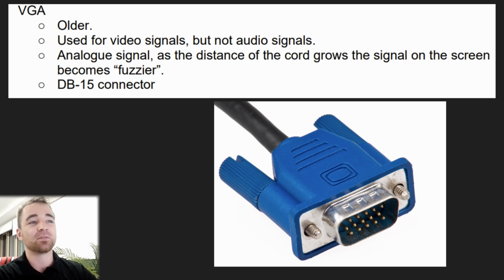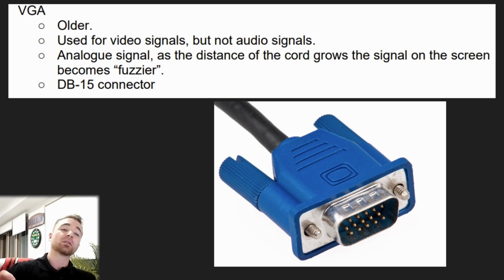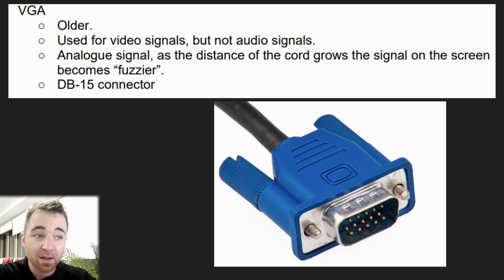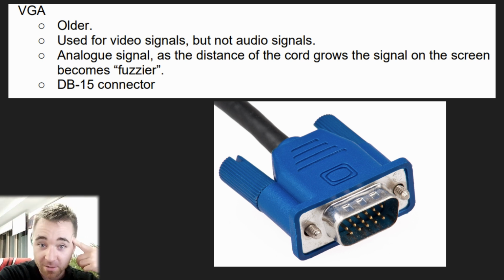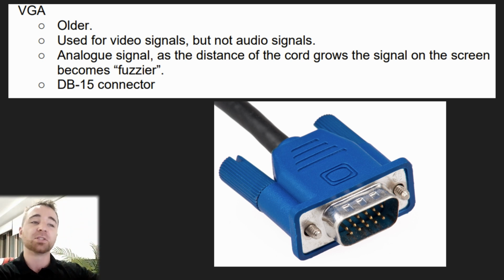Alrighty, and then finally we have VGA, which is much older. It's used for video signals, but does not transmit audio signals. It's an analog signal, and as the distance of the cord gets longer, the signal gets a little bit fuzzier. So the signal kind of deteriorates the longer it travels, right? Kind of like me and you, the longer we listen to this video, our mental health deteriorates. In the same way, the longer the data has to go over the cord, the more the image deteriorates.